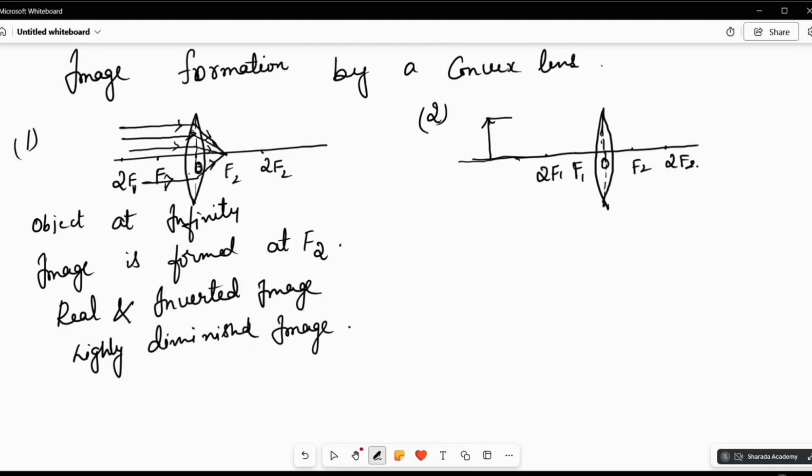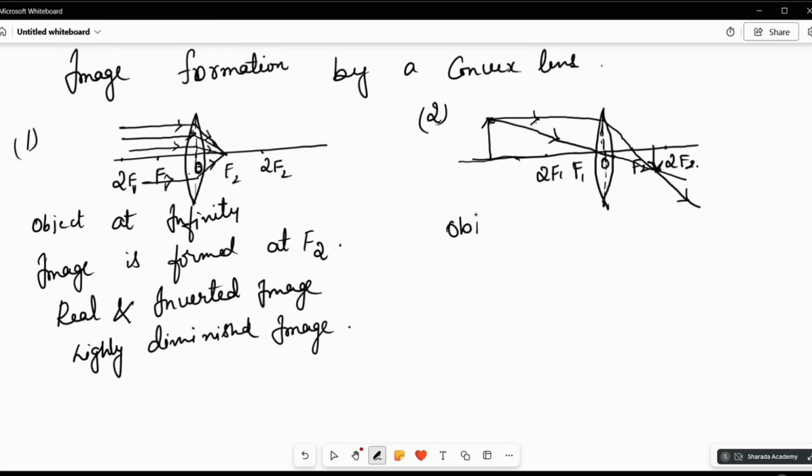One ray parallel to the principal axis passes through the focus. Then consider another ray which is passing through the optic center. From this point the two rays will meet here, correct? So this is the image formed. That means image is formed like this. We get the image between F2 and 2F2, and it is a real and inverted image, and it is a diminished image. That means if the candle is 10 centimeters, the image will be maybe 5 or 6 centimeters.